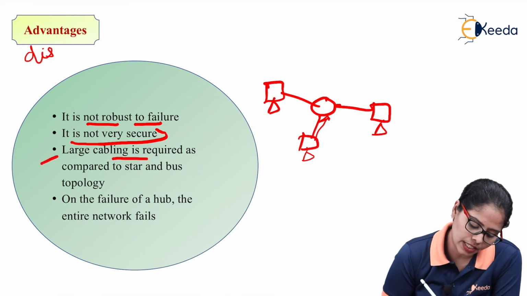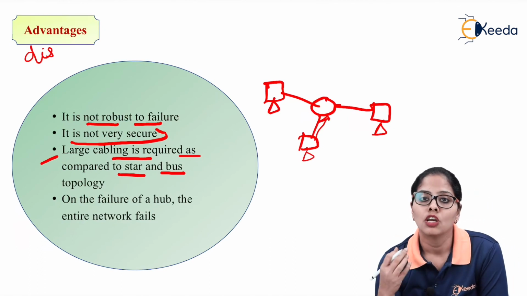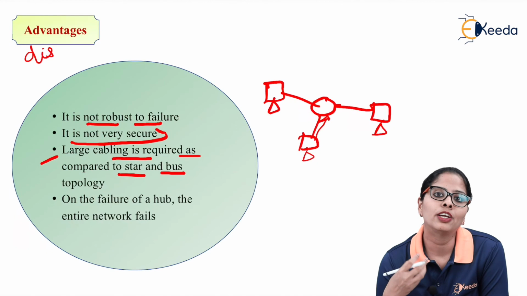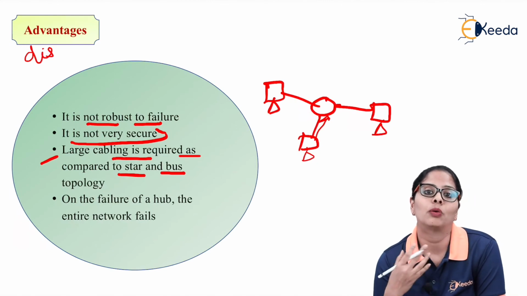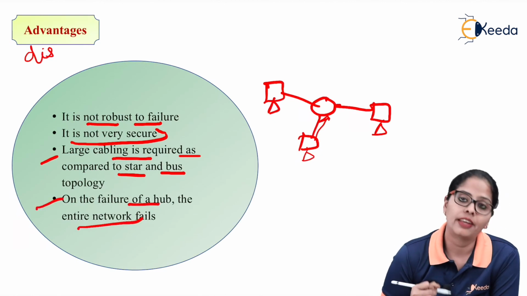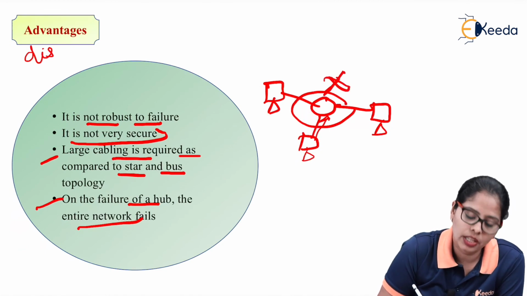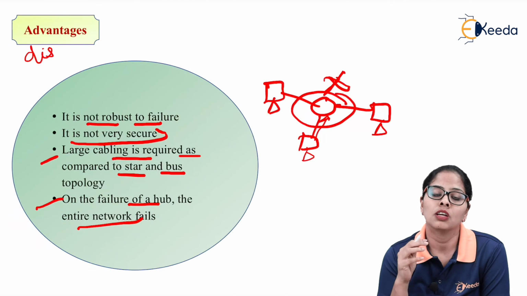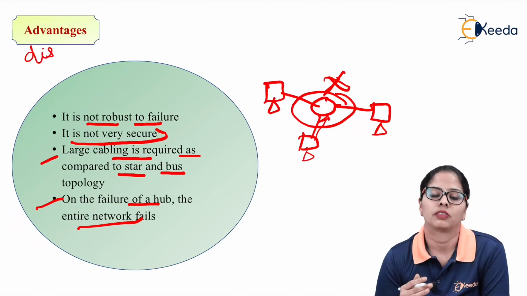A large cabling is required as compared to star and bus topology. You are doing the combination of both topologies, so the cabling cost will be more as compared to a single star or bus topology. On the failure of the hub, the entire network fails. If this device stops working, will the communication take place? No, because the entire communication depends upon the hub.